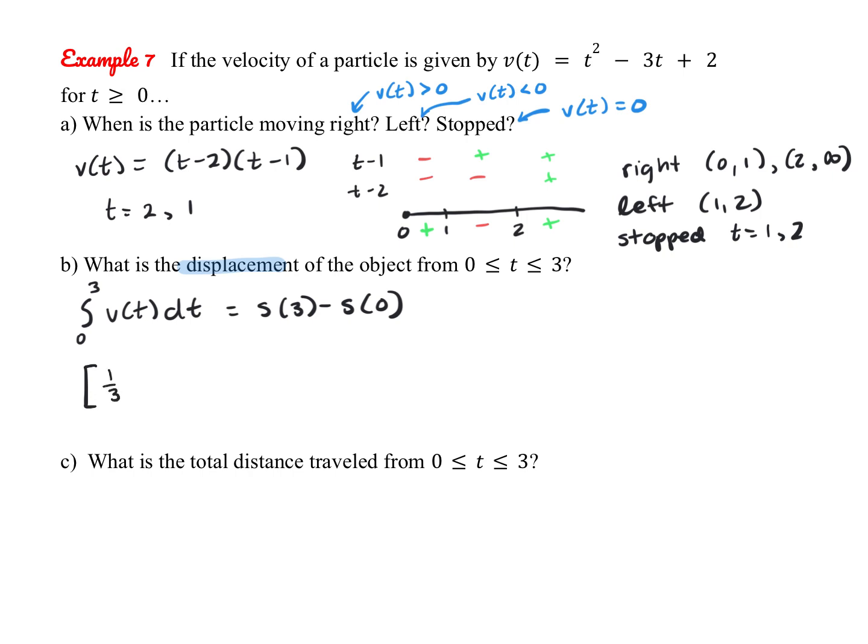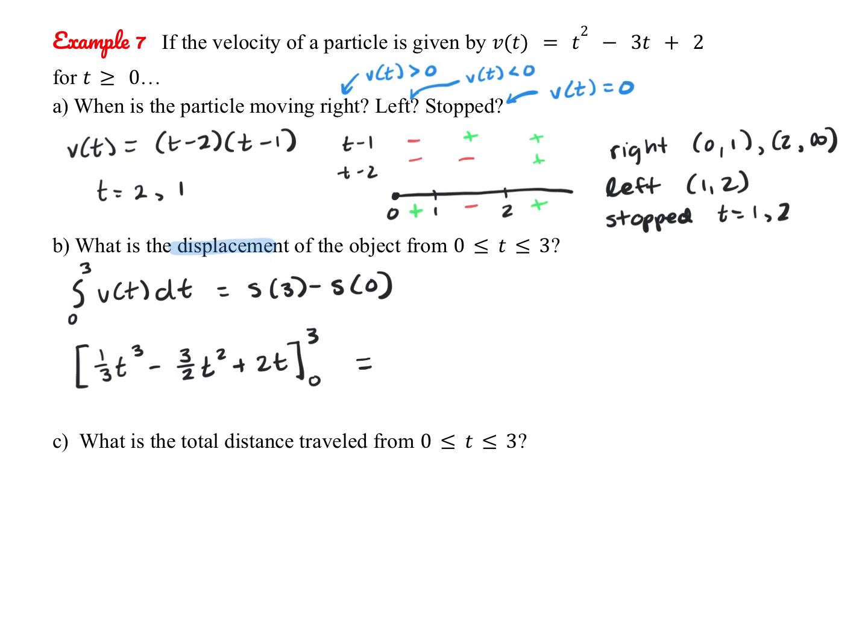So it'd be 1/3 t cubed minus 3 over 2 t squared plus 2t. Remember, we don't need our constant of integration when we're evaluating a definite integral like this. So that will equal, if we plug in 3 first, we get 9 minus 27 halves plus 6, and then minus 0, so that we end up getting 3 over 2. And then I'll just say units because that wasn't defined for us in the problem.